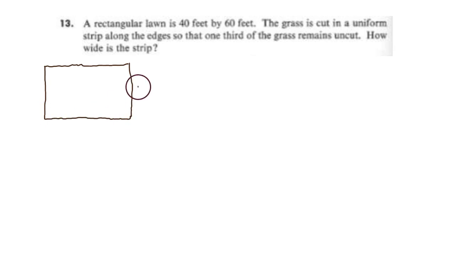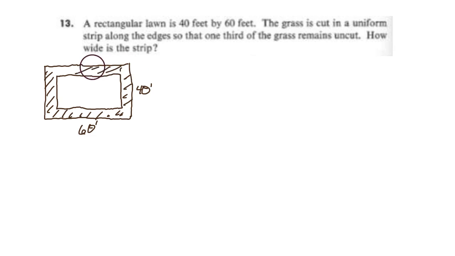We're told that that is 40 feet wide and 60 feet long. Then a strip of grass is cut along the edge, all the way around. So here in this border, this grass has been cut shorter. And in the middle of the yard, the grass has been left longer. There is a rectangle inside of the other rectangle. And what we're asked is, how wide is the strip?